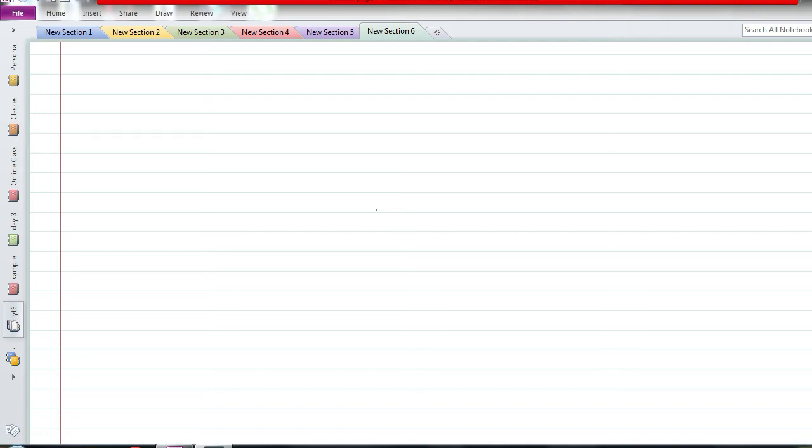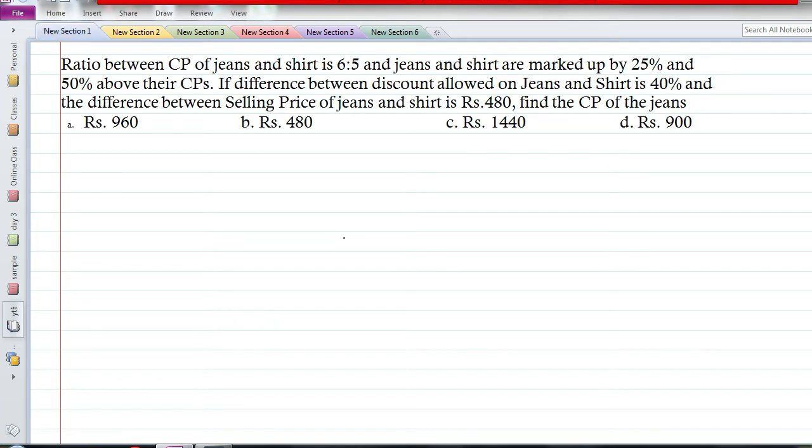Let's go to our first question. Ratio. This is a question based on ratio. Ratio between cost price of jeans and shirt is 6:5, and jeans and shirt are marked up by 25% and 50% above their cost price. Means this is the selling price or market price. Difference between discount allowed on jeans and shirt is 40% and the difference between selling price of jeans and shirt is rupees 480. Find cost price of the jeans.